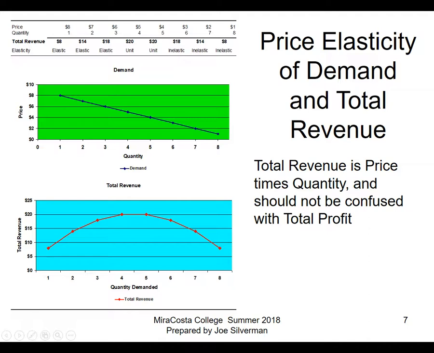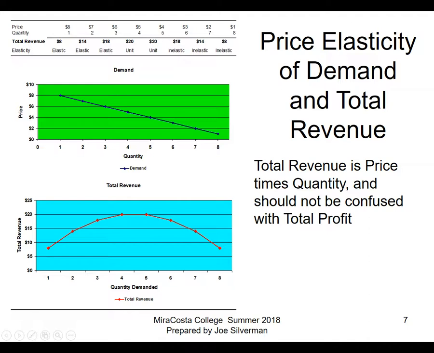We are not going to be talking about profit, but what we are going to be doing is talking about total revenue. So what is total revenue? Total revenue is price times quantity. So if you price something at 5 and you sell 10 of those, all you do is multiply 5 times 10 and your total revenue is 50. All right, why is that important?